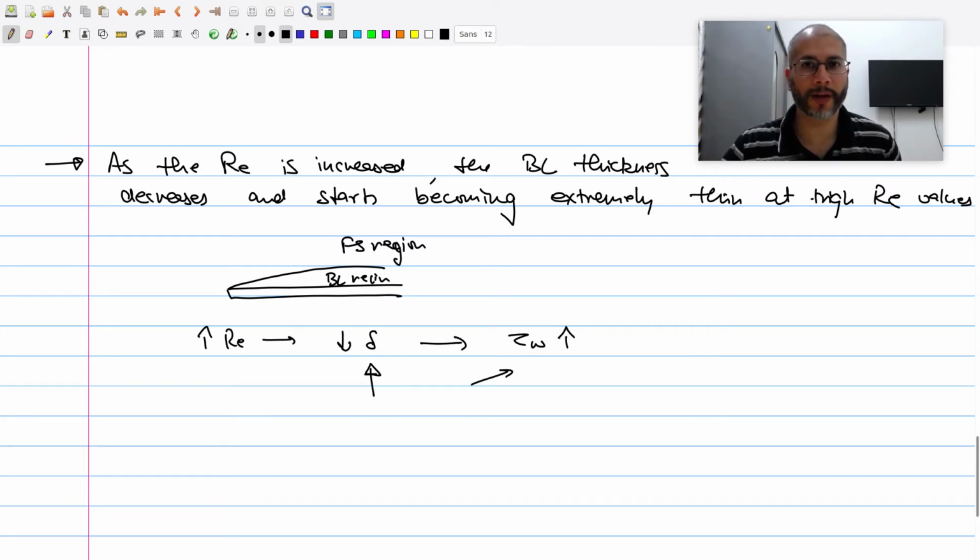Not for figuring out the wall shear stress, because wall shear stress does not require you to find delta directly, but for the analysis of splitting the region into two parts, delta is important. So in this lecture, we'll also talk about finding the delta values for different flow situations.